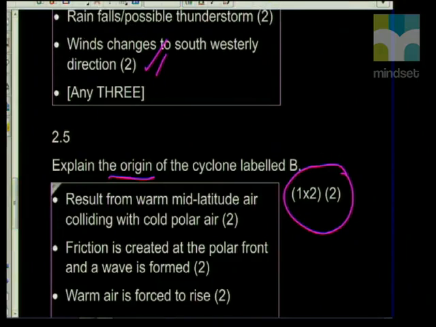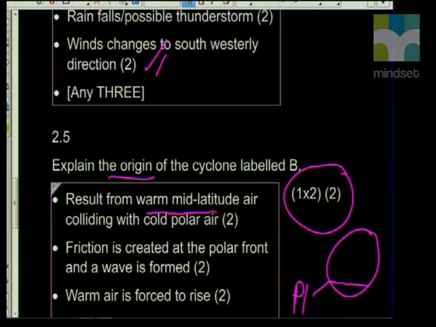You know that warm mid-latitude air is coming in. If I draw a little diagram here, you know you've got the 60-degree line there where there's your polar front. And you know that already. There's warm air coming in from this direction towards it, from the equatorial regions and the mid-latitude. And there's cold air coming from the polar regions. That's your poles. And they meet at the polar front. That's what actually causes the polar front, and that causes the wave.